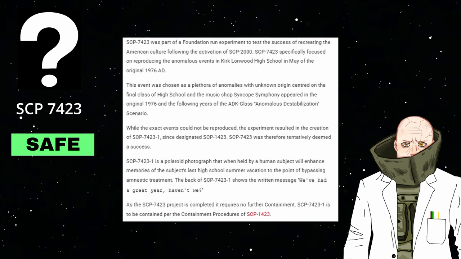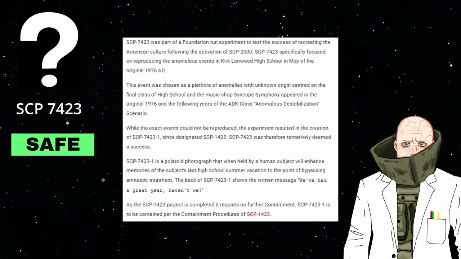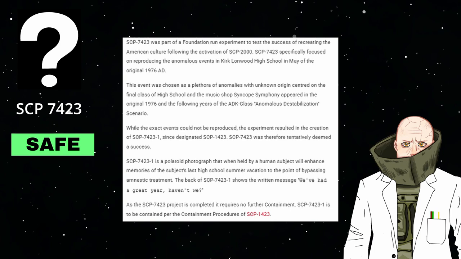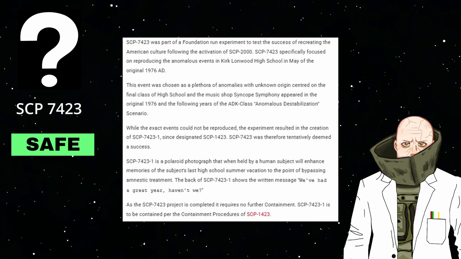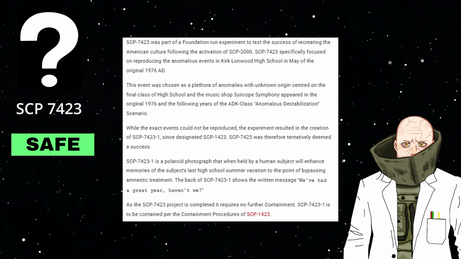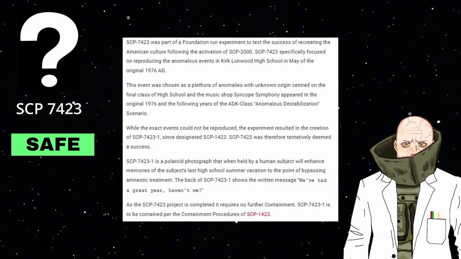7423-1 is a Polaroid photograph that, when held by a human subject, will enhance memories of the subject's last high school summer vacation to the point of bypassing amnestic treatment. The back of 7423-1 shows the written message, "We've had a great year, haven't we?" 7423 project is completed. It requires no further containment.